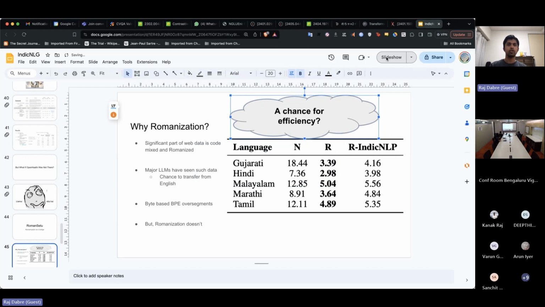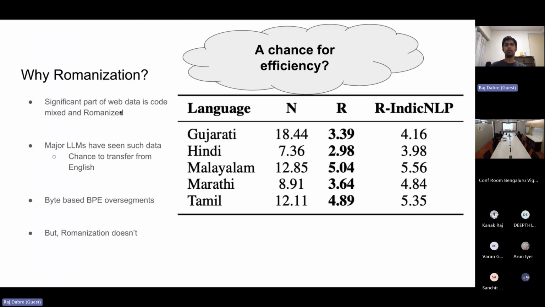Okay, let me continue. Why romanization? Because, as I said, a significant part of web data is code-mixed and romanized. What we did was a comparison of the fertility of native script representation as seen by Llama and the romanized equivalents. So we took Gujarati, Hindi, Malayalam, Marathi, and Tamil. We got it segmented by the Llama 2 tokenizer. And these are the average fertilities. That means the average number of subwords a particular word is segmented into, and then the romanized transliterated version of it, and what is the fertility for those words.